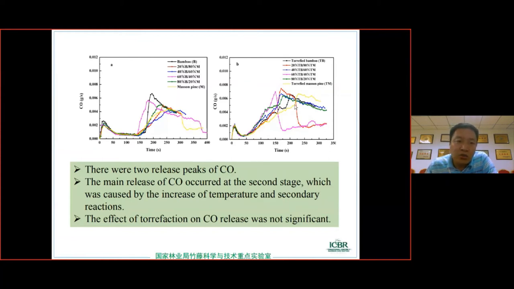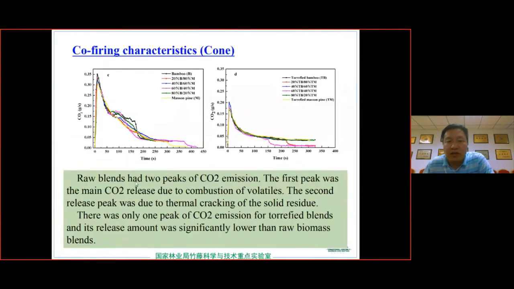This is the CO2 yield, and similar to the HRR, the raw plant has two peaks of CO2 emission, the first one and the second one. And the purified plant has only one peak of the CO2 emission.